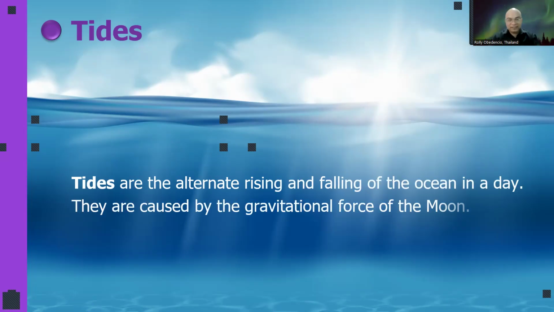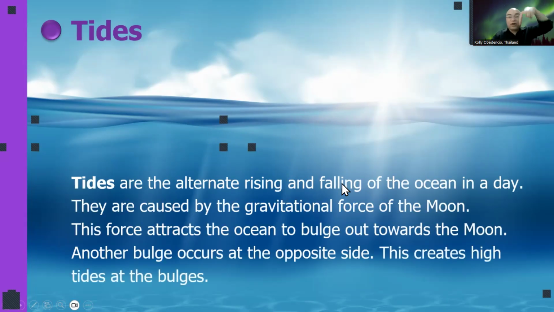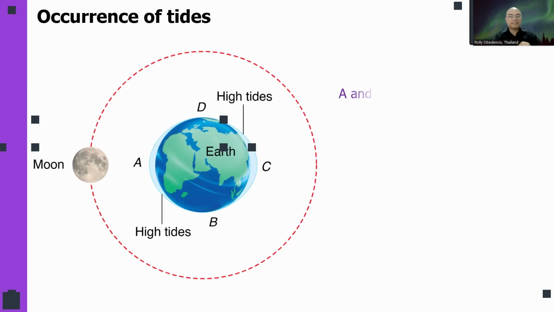So what are tides? Tides are the alternate rising and falling of the ocean in a day. They are caused by the gravitational force of the moon. This force attracts the ocean to bulge out towards the moon. Another bulge occurs at the opposite side. This creates high tides at the bulges.